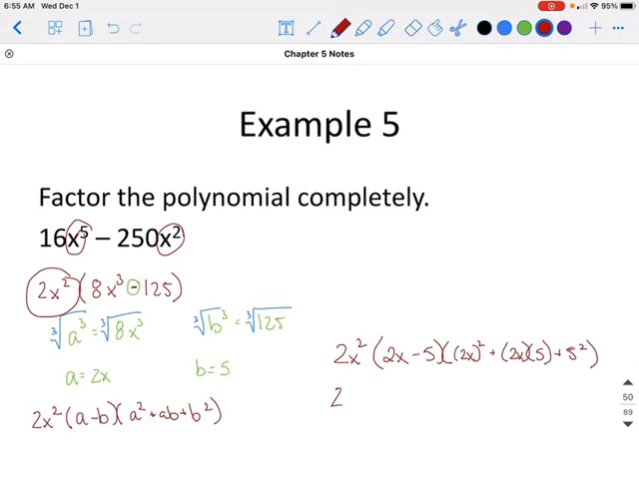And if we simplify, 2x squared, 2 squared gives us 4x squared, plus 2 times 5 gives us 10x, plus 5 squared, which is 25.